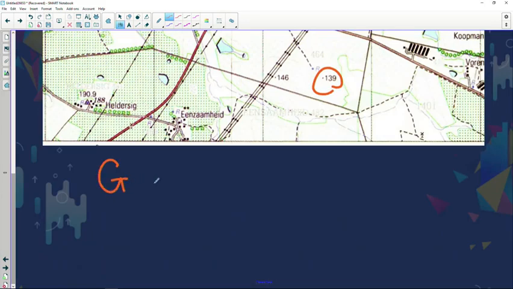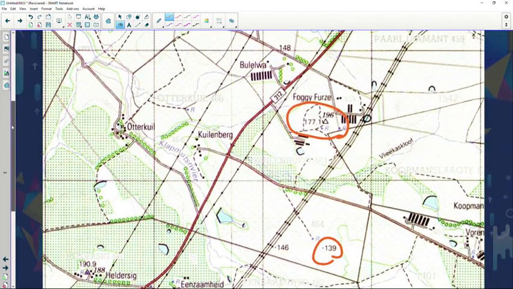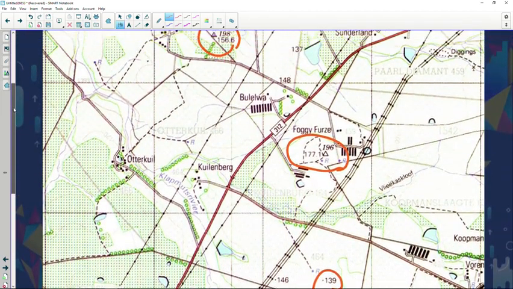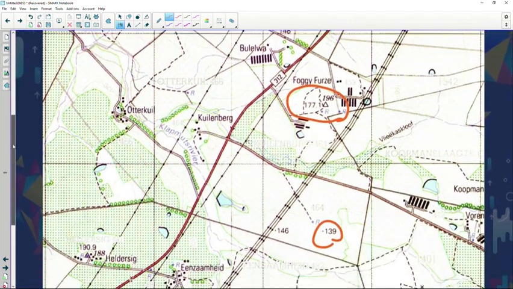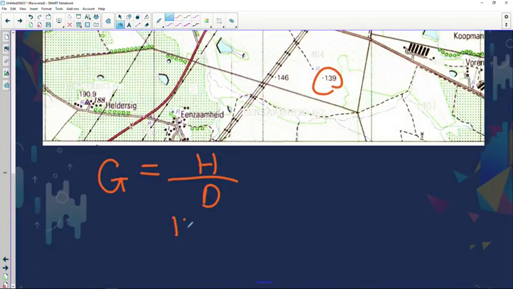First of all, know your formula. Gradient equals height over distance. So we need to get the height difference between the two trig beacons. And our first trig beacon is 177.1. We need to get the difference. So what do we do? We subtract the lowest from the highest, like I've explained to you just before the break. You've got 15 apples, I've got 25 apples. What's the difference? We need to get the height difference.